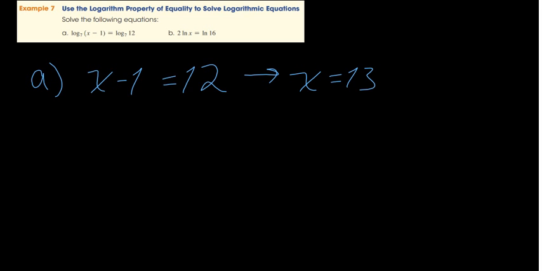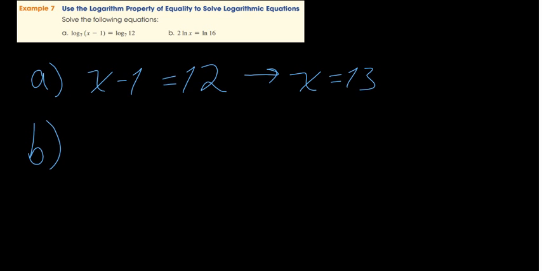We have to plug it in. Notice I don't plug in often, but when domains are restricted, I have to, right? So if I plug in 13, 13 minus 1 is 12, we're good to go, right? It is above 0, so that's good. So now for part b.